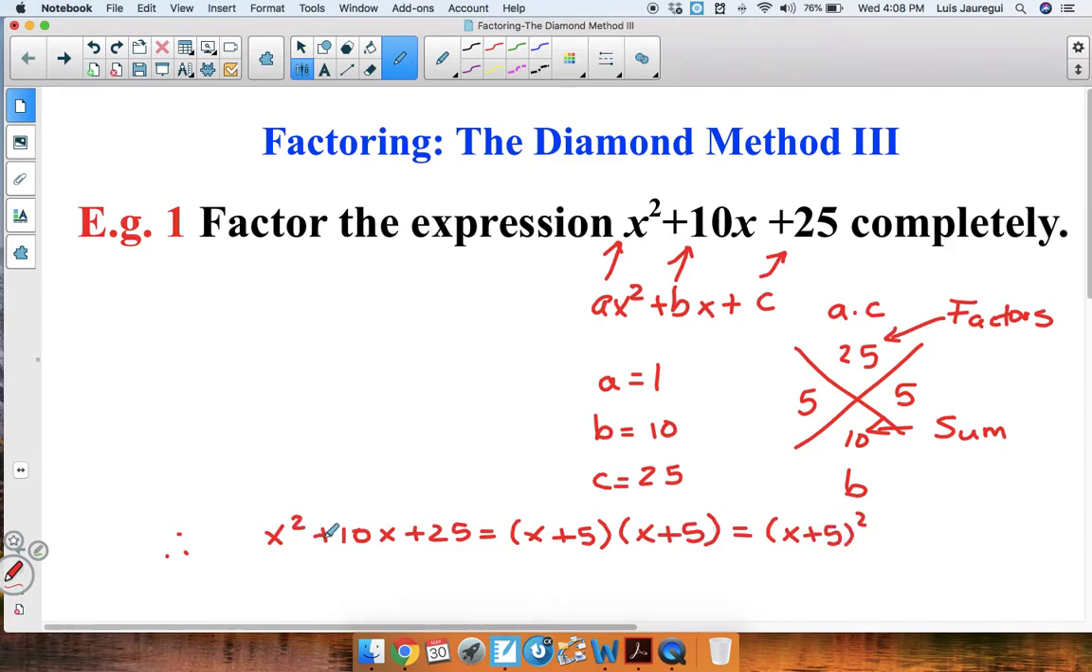And since this first expression is equal to the middle expression and the middle expression is equal to the third expression, by the transitive property of equality, we can conclude that x squared plus 10x plus 25 is equal to x plus 5 quantity squared, which happens to be what we denominate a perfect square.